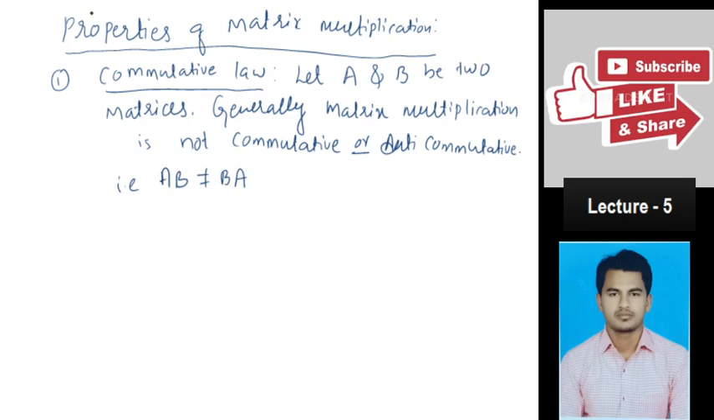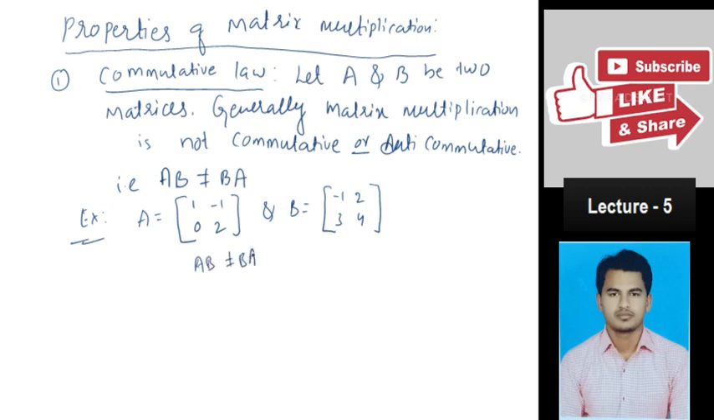Now we take an example. Take A equal to the matrix 1 minus 1 0 2 and matrix B equal to minus 1 2 3 4. So try it yourself. The resultant AB is not equal to BA.